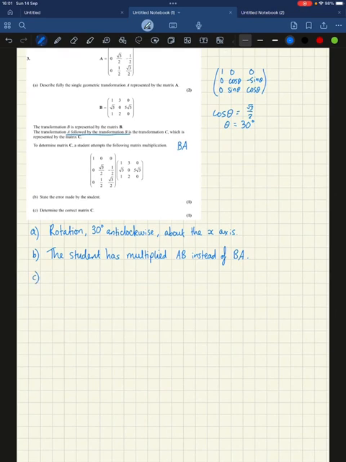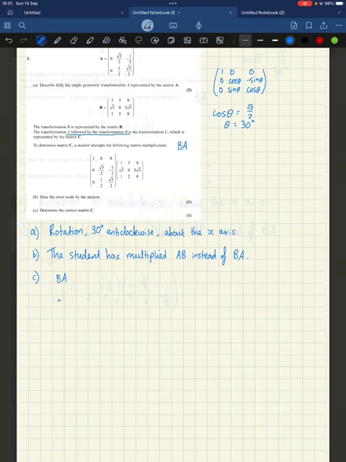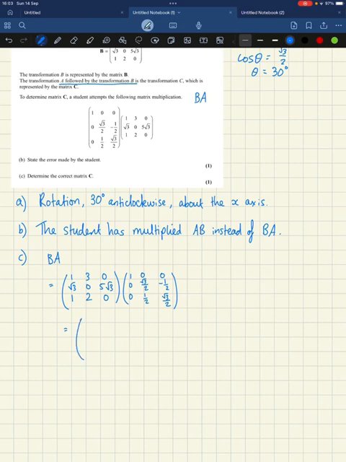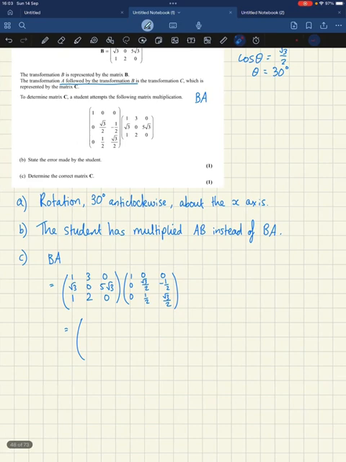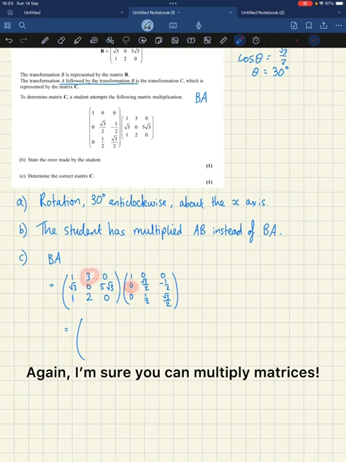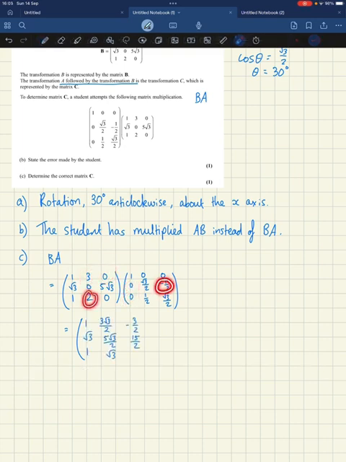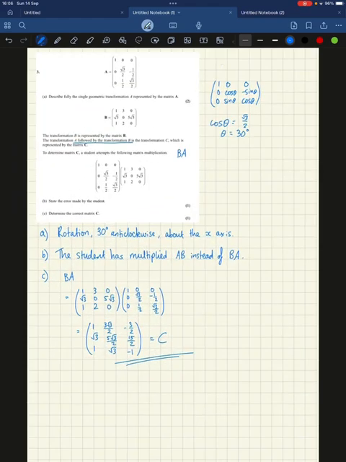So part C, determine the correct matrix C. Well, matrix C is going to be BA. So BA is equal to, right, now let's multiply all this. So the top left number is going to be this times this. So 1 times 1 is 1. 3 and 0 is 0. 0, 0, 0. So 2 times minus a half is minus 1. And this is our matrix C. 3 by 3 multiplication, that is long.